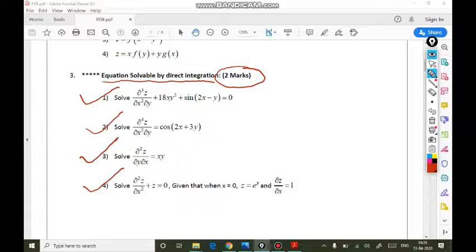No formula is required, just the integration that you learnt in the 12th standard is what you require here. So let me see the equations solvable by direct integration.